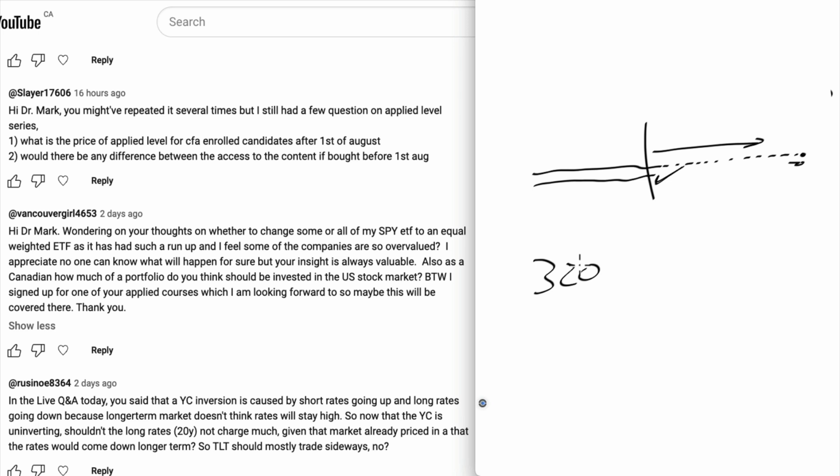Would there be any difference in the access to the content if I bought before August 1st? Yes. New modules that I add. So, for instance, new positions will start in September. That will only be available to those who bought before July 31st.